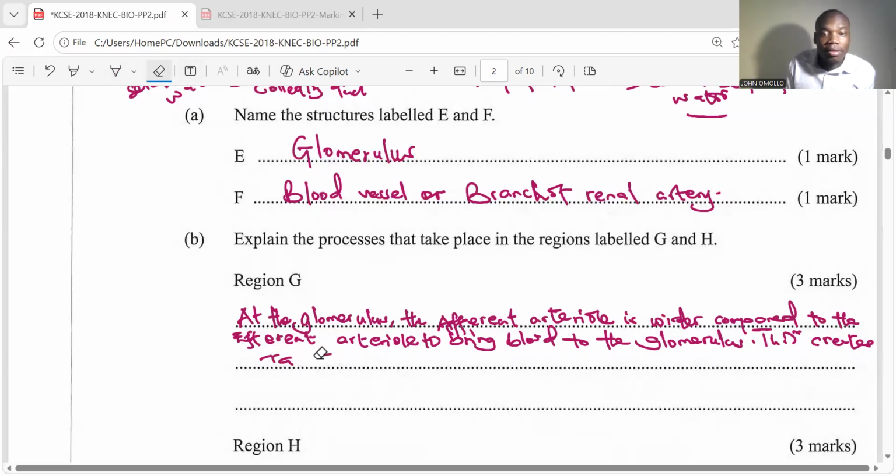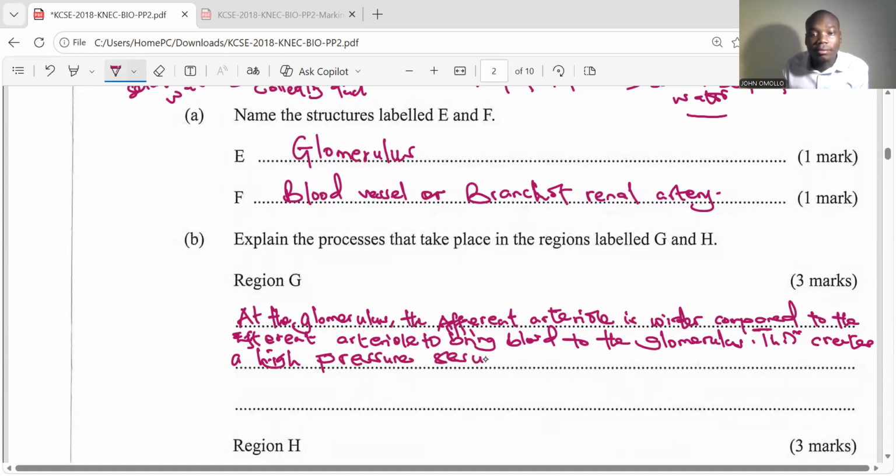So these two didn't erase themselves here. Okay, I will deal with them properly. So this creates a high pressure, resulting in ultrafiltration, full stop. So we have known that at the glomerulus, the afferent arteriole brings blood to the glomerulus, and it is wider compared to the efferent arteriole. That action creates higher pressure, resulting in ultrafiltration.